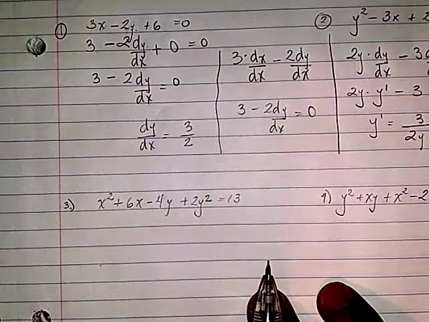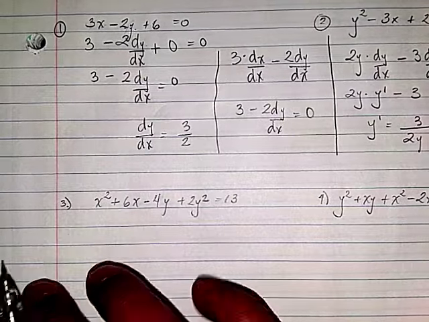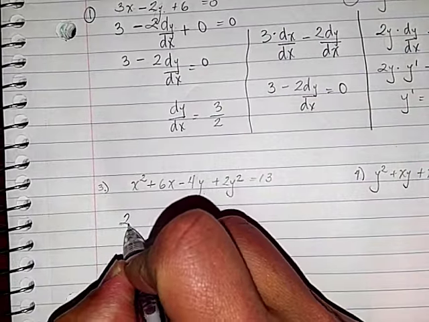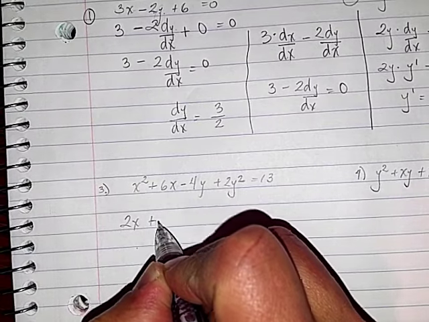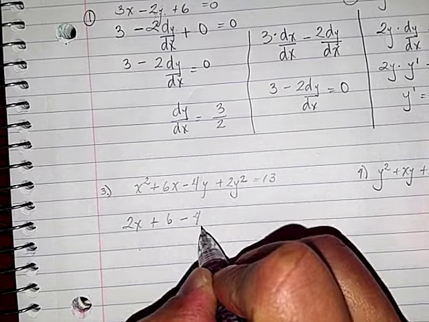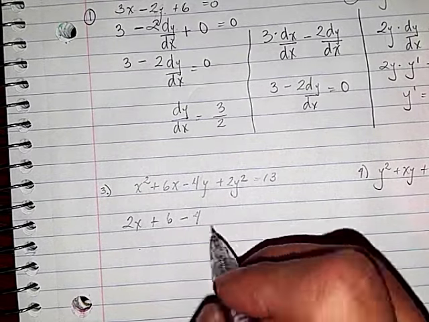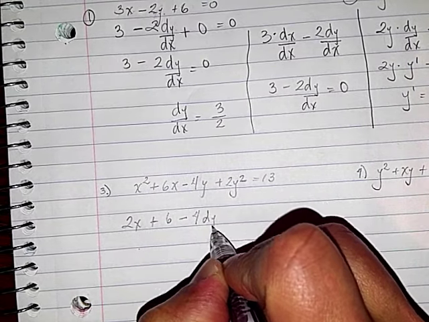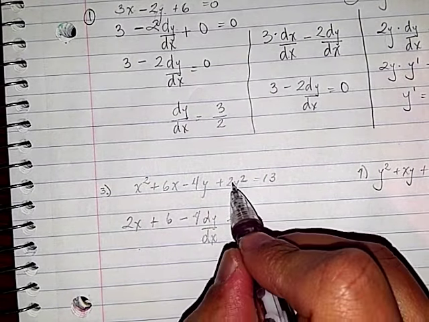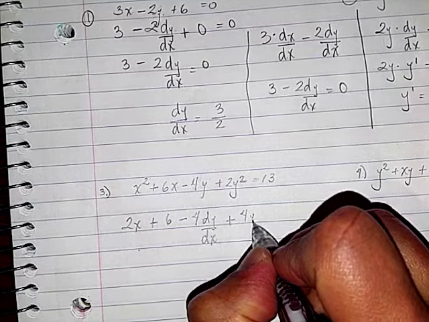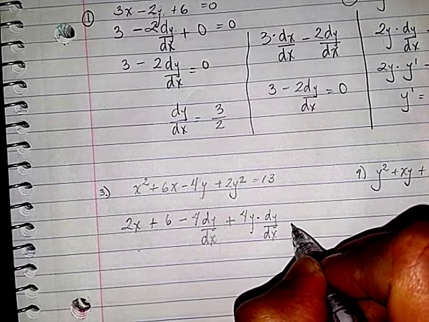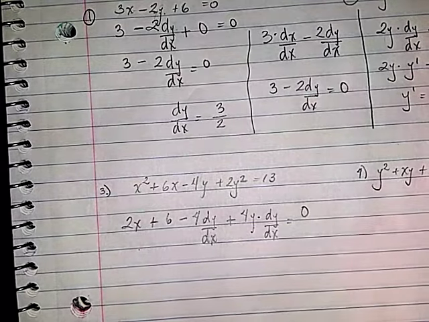Let's go ahead and make it a little bit more complex. Let's see if we can do this a little bit quicker. Derivative of x squared, that's 2x. The derivative of 6x is 6. The derivative of 4y is 4, but because we have a y, we're going to put dy dx, or you can put y prime. The derivative of 2y squared, that's going to be 4y times dy dx. The derivative of 13, well, that's 0.